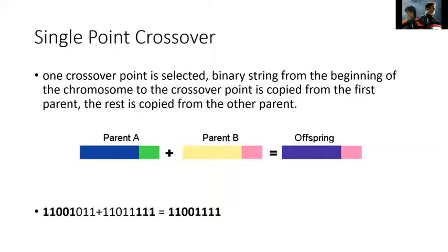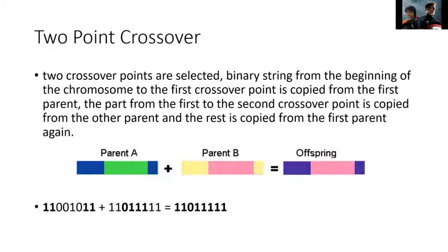There is a binary example. 1100100011 is one chromosome. The second chromosome is 11011111. So at this point, we have a crossover point at number 5. That's why after they have been crossed, they combine the parts of the chromosomes and create a new offspring. So this is the crossover for single point.